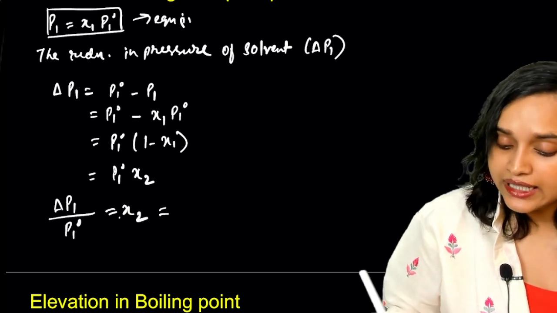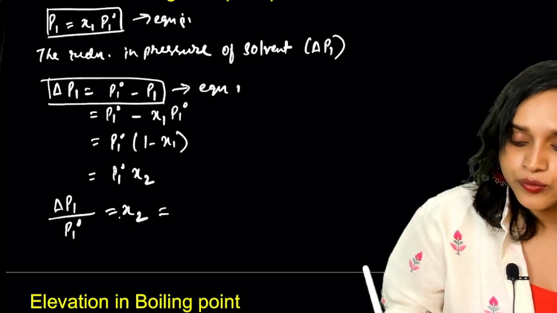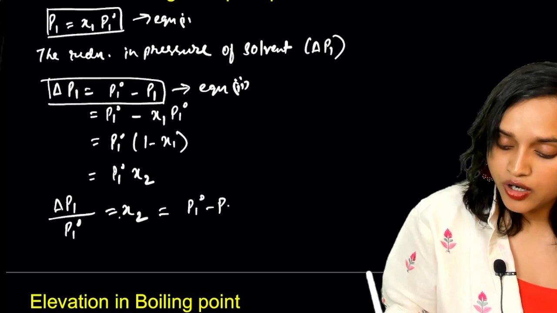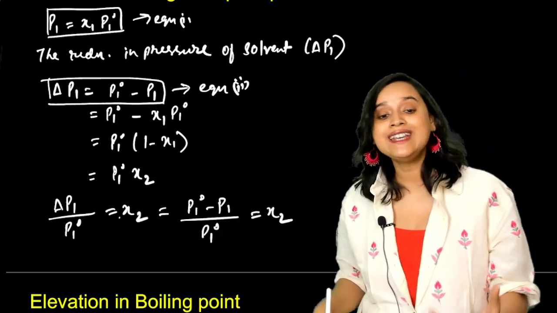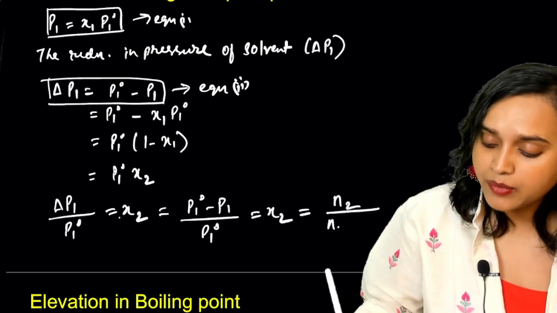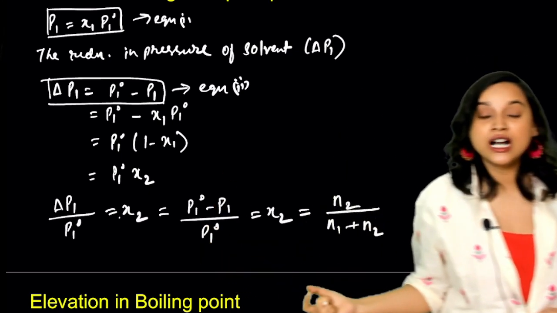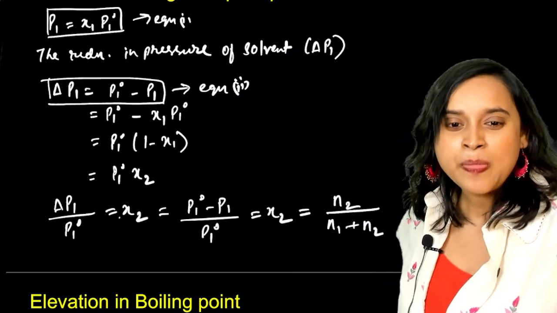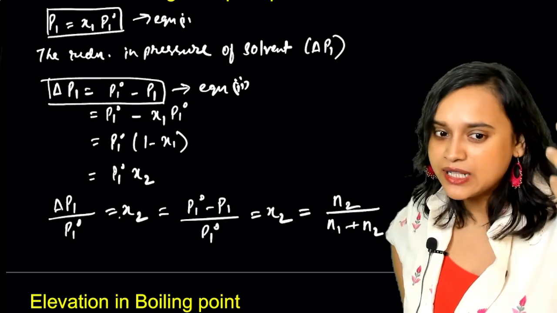Or I can write it as delta P1. Let's consider this to be equation 2. So from equation 2, I can write it as P1 naught minus P1 divided by P1 naught is equal to Chi2. And what is Chi2, my dear students? Chi2 can be written as N2 divided by N1 plus N2. Yes, this is the mole fraction, isn't it, everybody? Yes, because Chi2 is N2 divided by N1 plus N2.